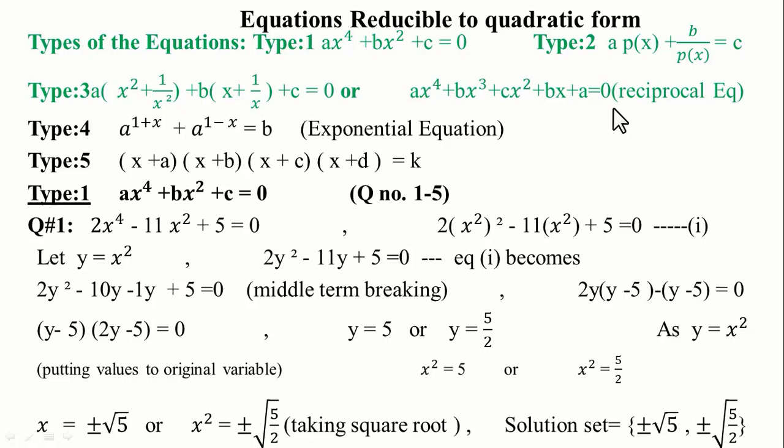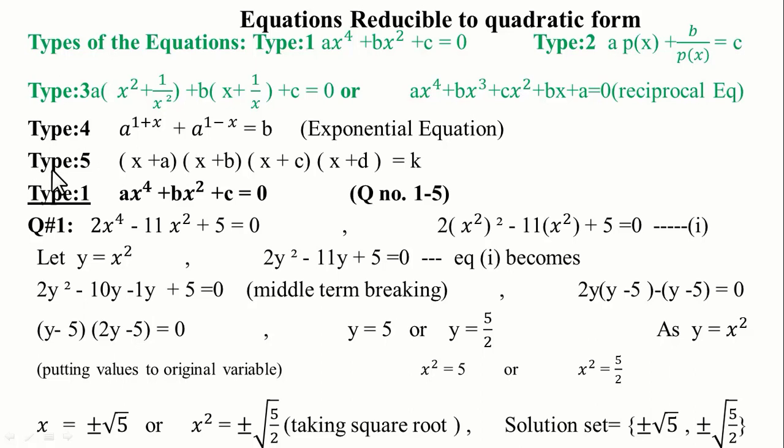Now let us discuss type 4. In type 4, this equation is called an exponential equation. So here the exponential equation is in the form of a to the power 1 plus x plus a to the power 1 minus x is equal to b. Here the variable is in the exponent. So this equation is called an exponential equation.